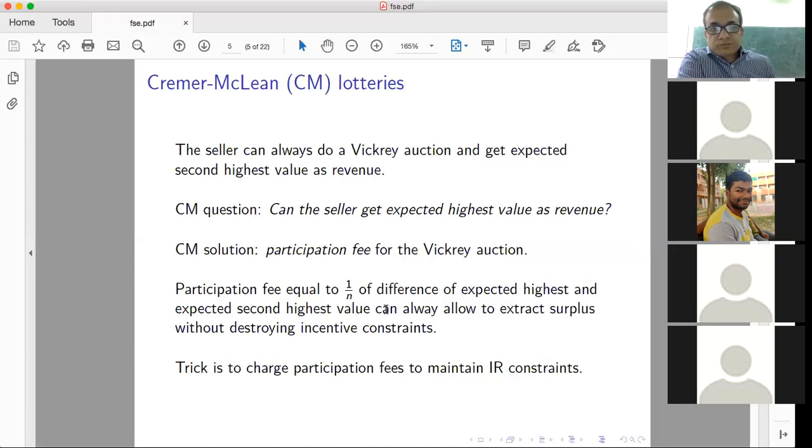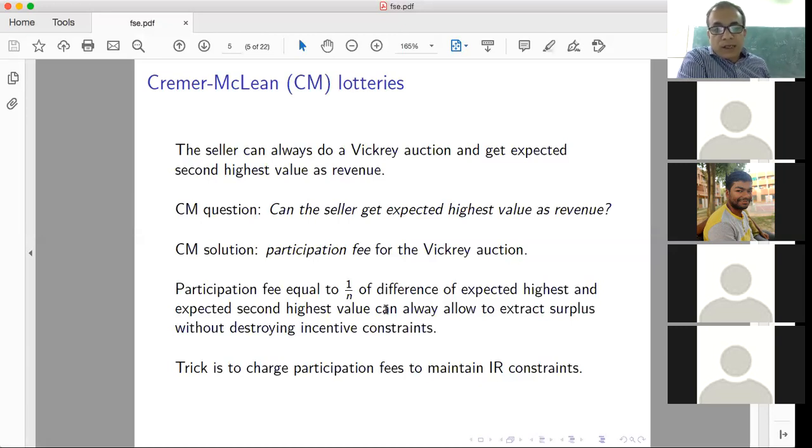Payment at type 0, will that change? Yeah, so everybody will have to pay this constant participation fee. Even the lowest type, the type which has zero probability of winning, will also have to pay a participation fee. So payment at type 0 would be strictly greater than 0, because this participation fee is strictly greater than 0. And that violates IR.